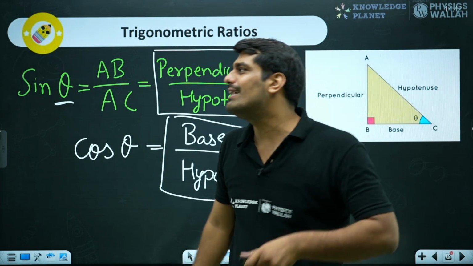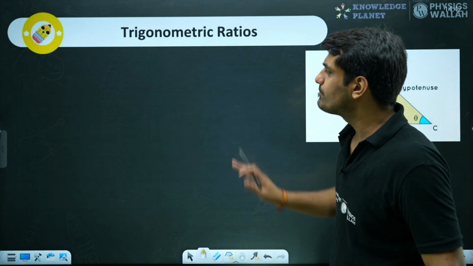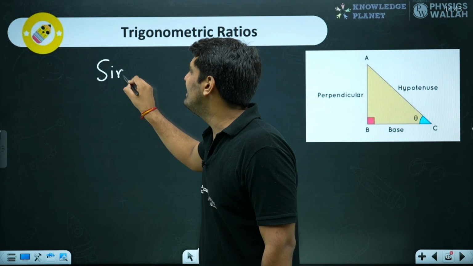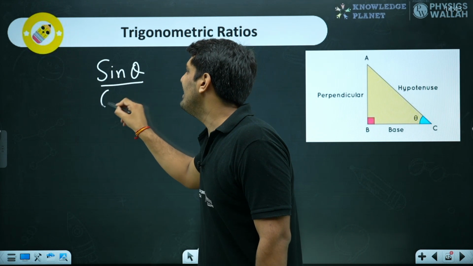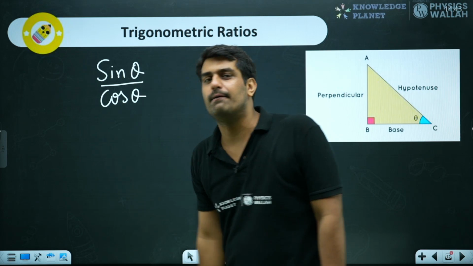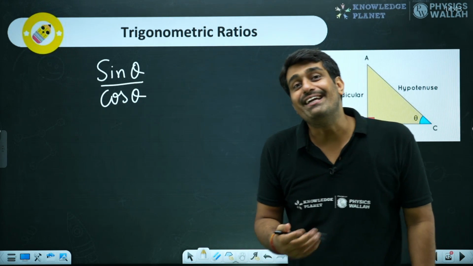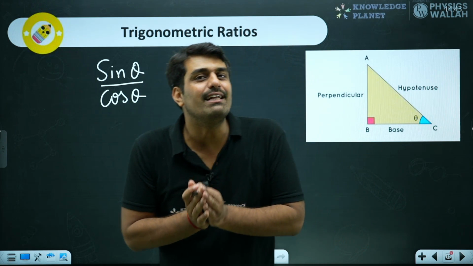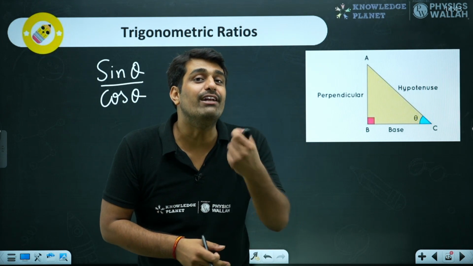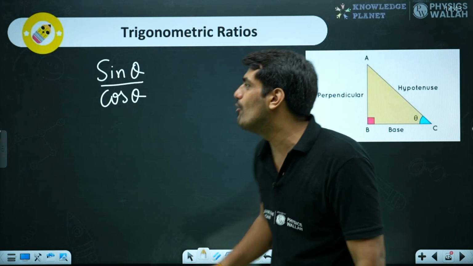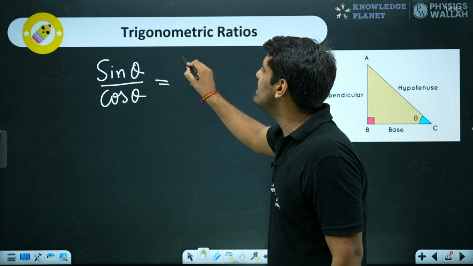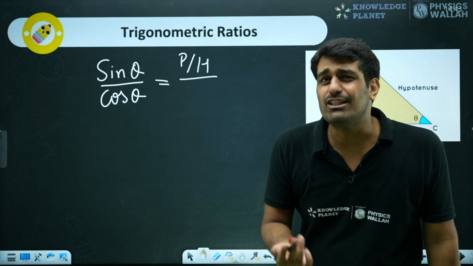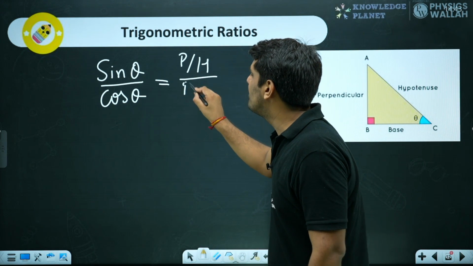Alright, coming to the next ratio. Now, if I say I am going to take a ratio of sine theta by cos theta, you might say, sir, we were dealing with the sides, why are we dealing with the ratios itself? By dealing with the ratio, I want to show you something else. Let's see how it works. Sine theta is basically perpendicular by hypotenuse. What is cos theta? Cos theta is base by hypotenuse.